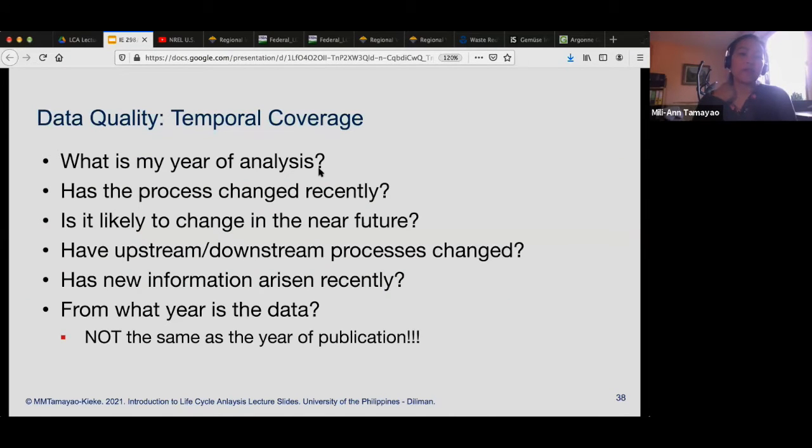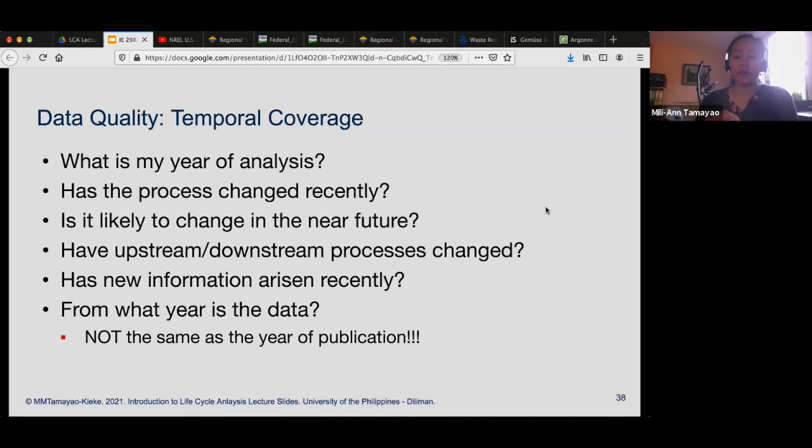In terms of temporal coverage, some questions that you might want to ask are the following. One, what is my year of analysis? Two, has the process changed recently? Three, is it likely to change in the near future? Have upstream or downstream processes changed? Has new information arisen recently, and from what year is the data?